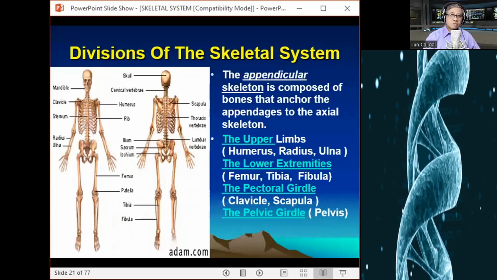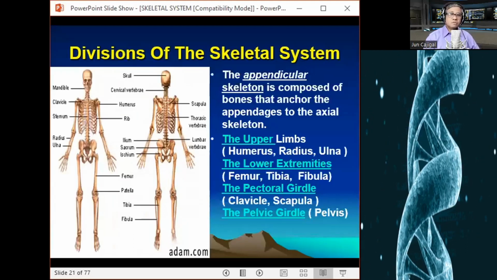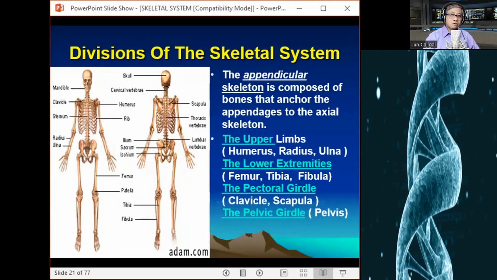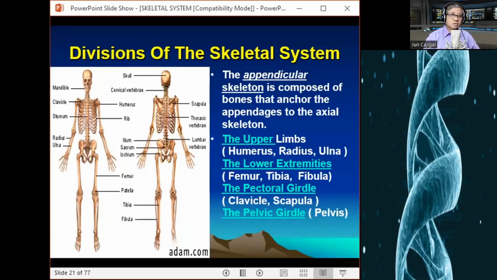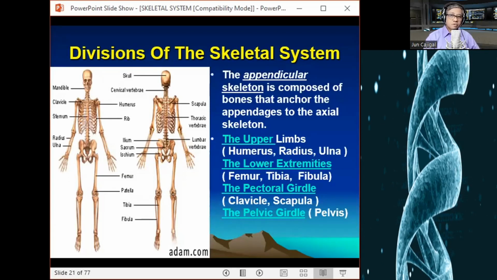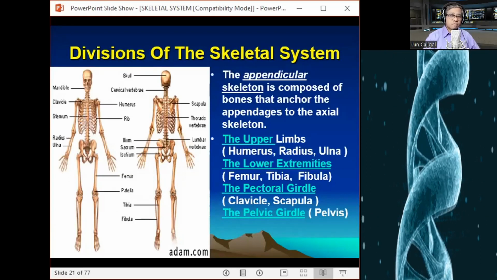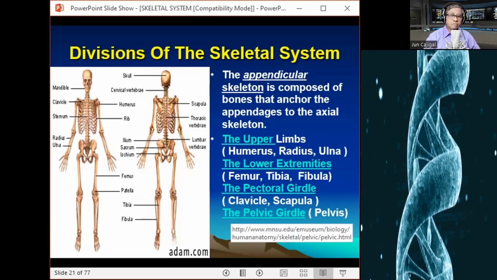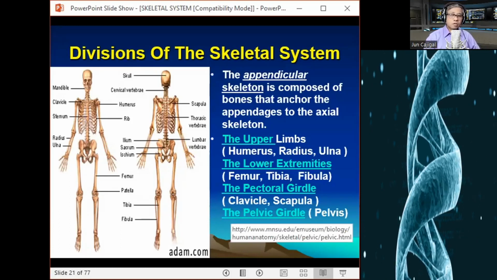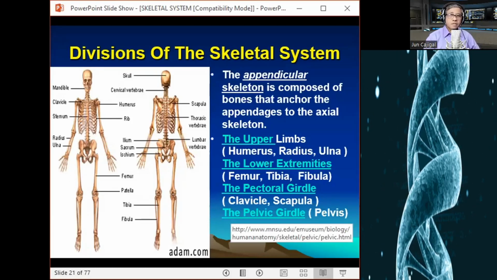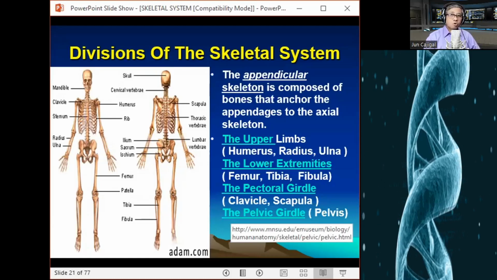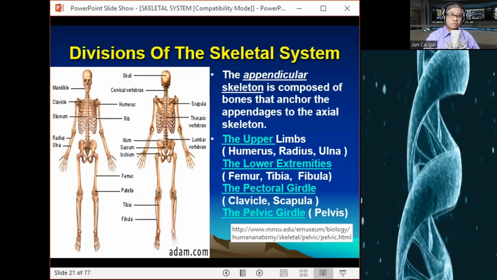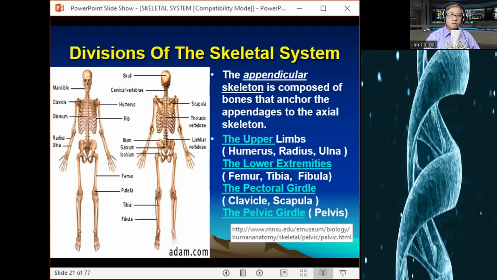So the appendicular skeleton again is composed of the bones that anchor the appendages to the axial skeleton. Those are the girdles and the bones that make up the limbs. So we have the upper limbs. The bones that make up the upper limbs are the following. We have the humerus, that's the bone of the upper arm. Then there are 2 bones in the lower arm. We have the radius and ulna. Then we have the lower extremities or the legs. And the legs are composed of the following bones, like the femur, tibia, and fibula.